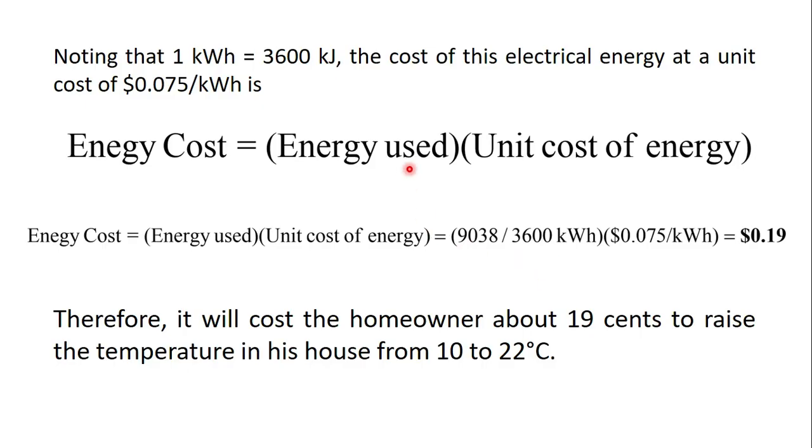In the question statement it was given that 1 kilowatt hour of energy is equivalent to 3600 kilojoule, and this is the conversion factor. So you can easily memorize this conversion factor. The kilowatt hour can be converted into 3600 kilojoule. The cost of electrical energy at a unit cost of 0.075 per kilowatt hour is given in the question statement. So you have to use this formula in order to determine the energy cost.